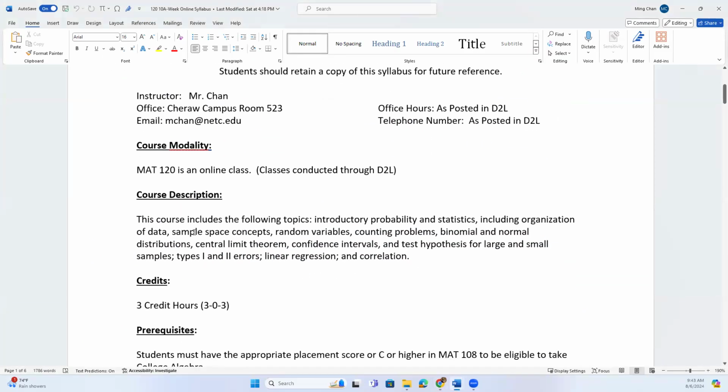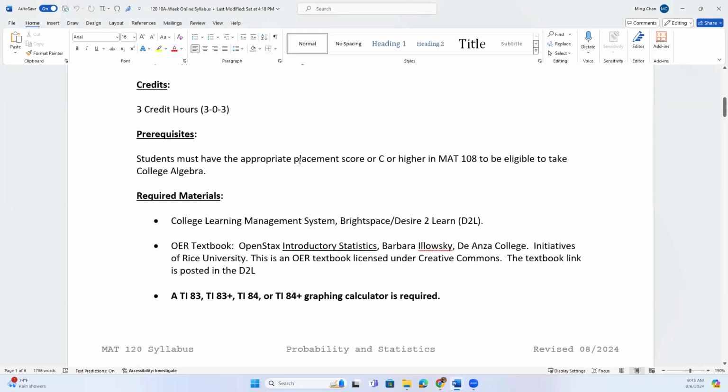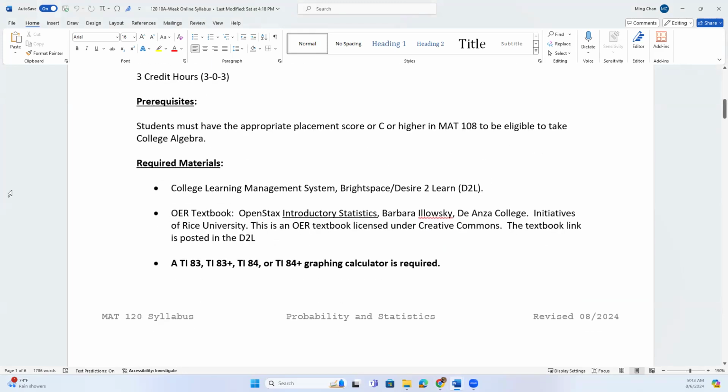All right, here is the course description. These are the topics that we'll go over in this class. I checked everybody's prerequisites already. What's required for this class is that all students must use D2L, Desire to Learn, as our college learning management system. As for the textbook, you will not need to purchase one because the textbook link is already posted in D2L. We use what is called an open education resource textbook. So you will not need to purchase any textbook.